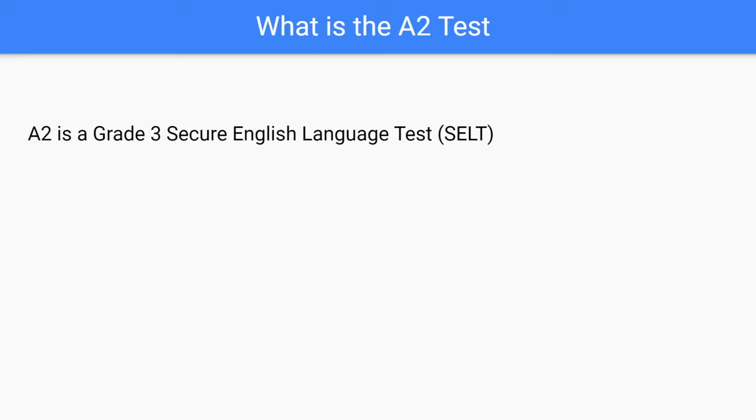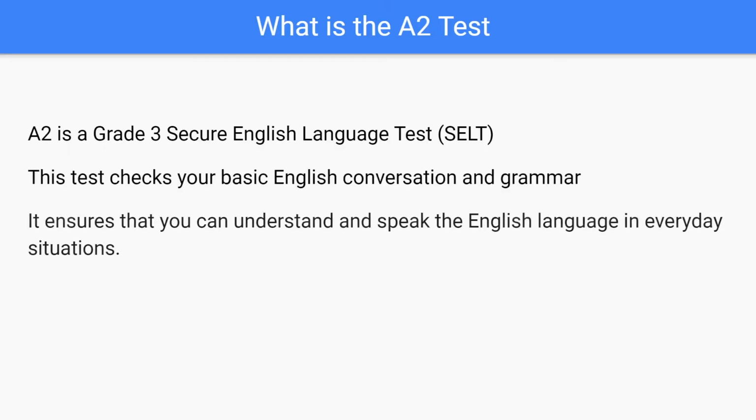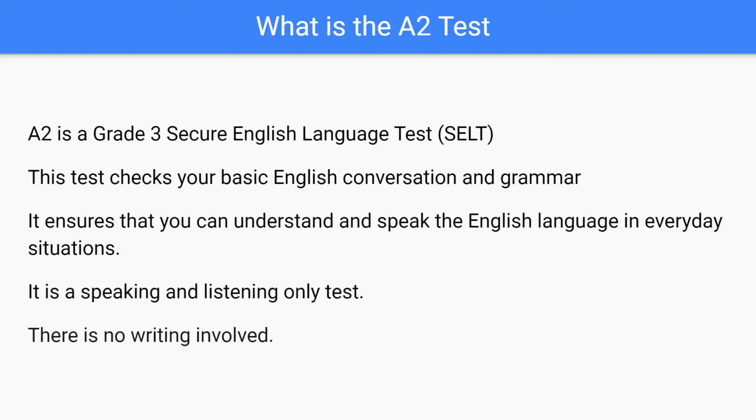A2 is a grade 3 secure English language test, which is also known as SELT. This test checks your basic English conversation and grammar. It is a very basic test and very easy one. Even if you just know the basic English and you can do simple conversations, you can easily pass this test. It ensures that you can understand and speak the English language in everyday situations. As I said, it's a very easy test. It uses simple English and you can easily pass it. It is a speaking and listening only test, meaning there is no writing involved.